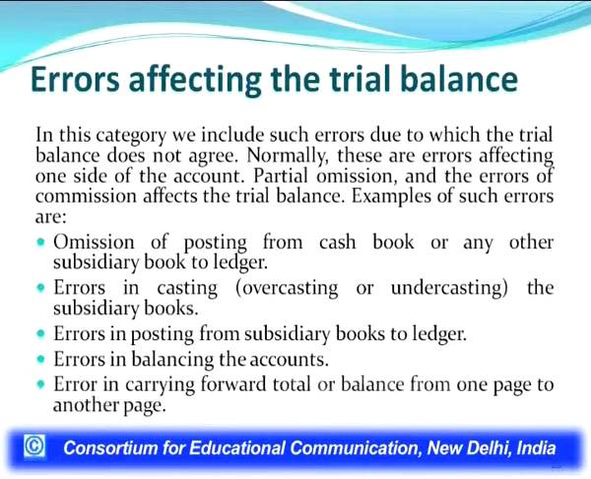Next is errors in casting. Casting is totaling. So, casting may be overcasting or undercasting. Either in subsidiary book or in any ledger accounts, we are making total. So, if the total is wrong, then balance will be wrong and trial balance may not be tallied. So, this is one. Then, errors in balancing the accounts. This is basically the mathematical errors which people commit while calculating the total or the balances, the wrong amount may be calculated. So, the wrong balance means the trial balance will not be tallied.